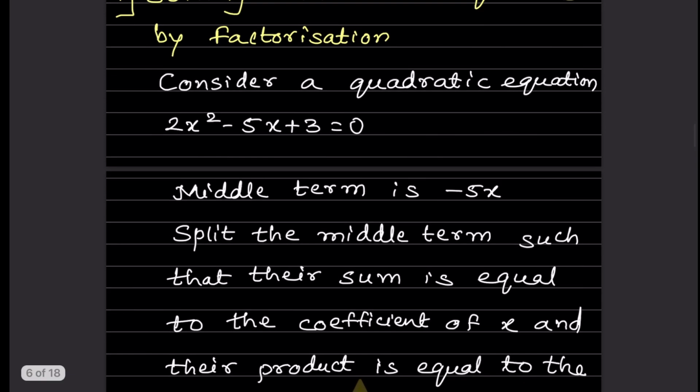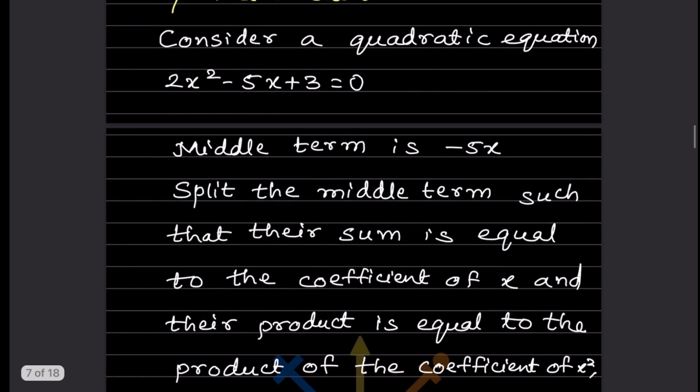Now suppose we take this example, 2x squared minus 5x plus 3 is equal to 0. You can see there are 3 terms in it. This is the first term, this is the middle term, and this is the last term. What we have to do is see the middle term first. The middle term is minus 5x. We have to split the middle term such that the sum is equal to the coefficient of x.